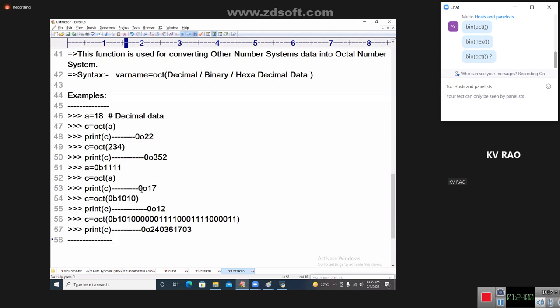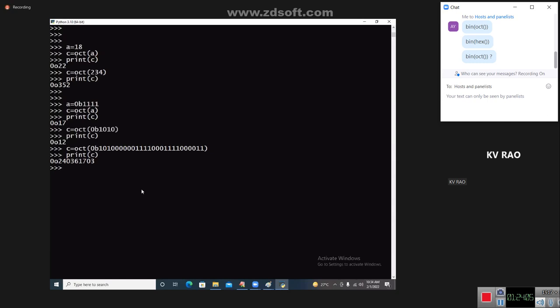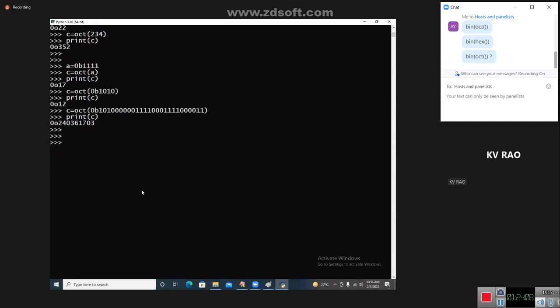This is related to what? Octal to binary to octal. Hexadecimal, I want to go for it. A is equal to 0x. You take ACC, you take ACE, anything you take. Converted into what? Octal. You write oct of A. Print of C. See, this is an octal number for this ACE.